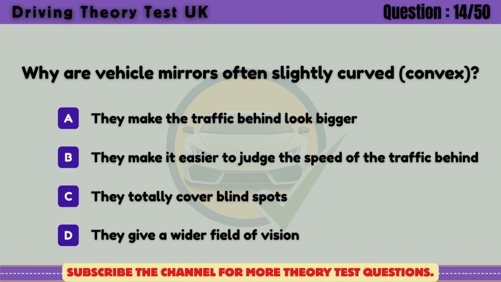Option A. They make the traffic behind look bigger. B. They make it easier to judge the speed of the traffic behind. C. They totally cover blind spots. D. They give a wider field of vision.